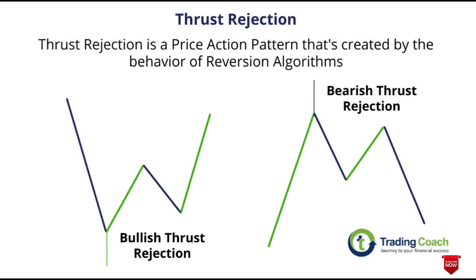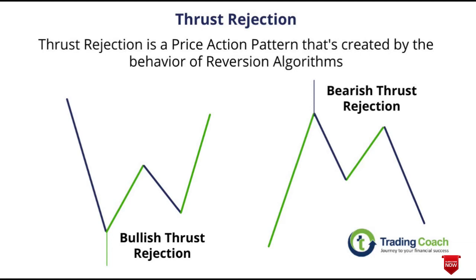Reversion algorithms are a specific type of algorithms which often trade against the existing trend. They often trade against the existing market sentiment. For example, whenever the market becomes overvalued, these reversion algorithms will take short positions or bearish trades. Likewise, whenever the market becomes undervalued, these reversion algorithms will take long trades or bullish trades. They often execute positions at the turning points in the market.